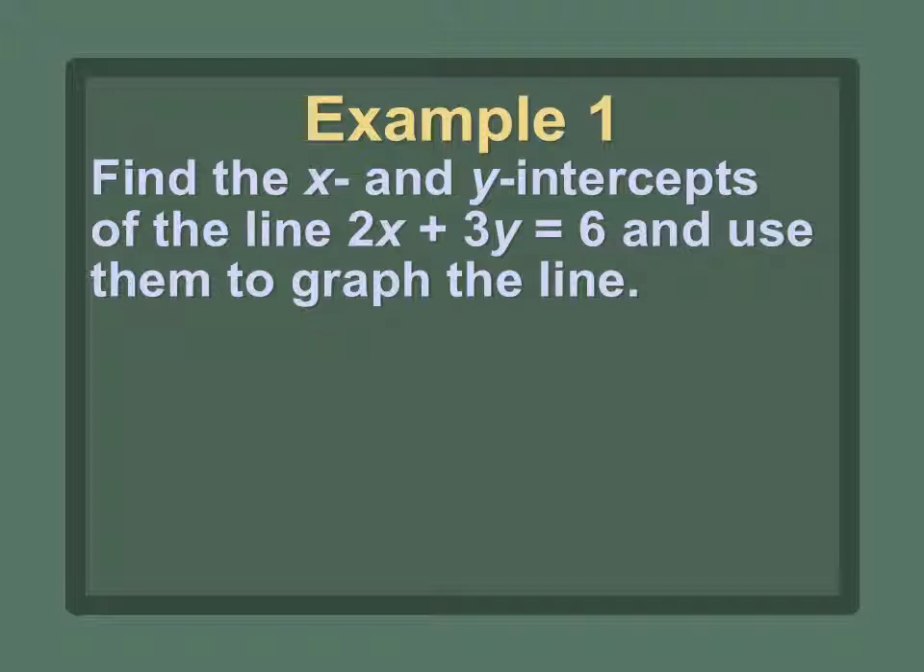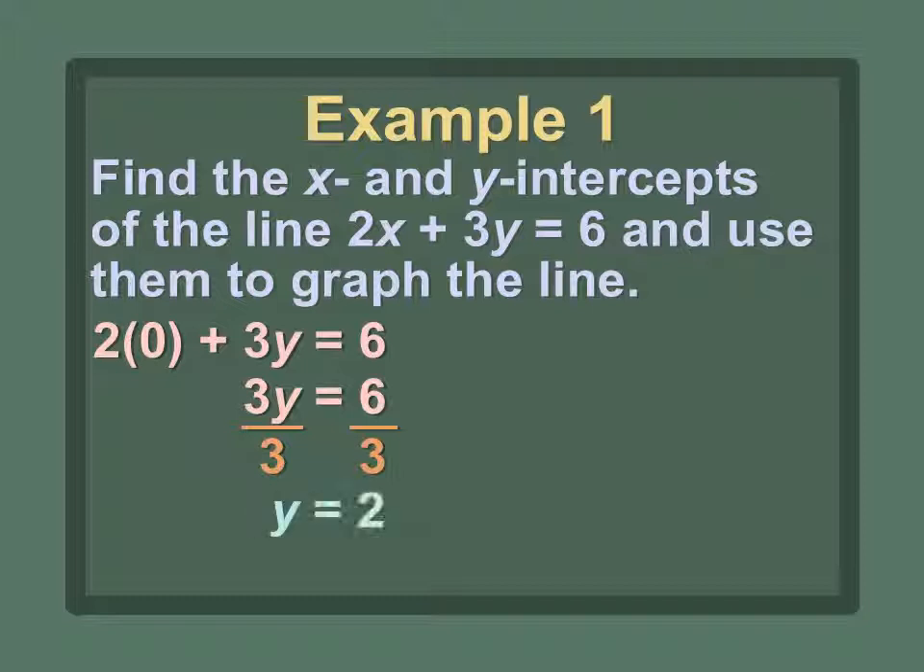So let's look at 2x plus 3y equals 6. The first thing I want to do is find my y-intercept. So I'm going to let x be 0. So I have 2 times 0 plus 3y equals 6. So I'm going to solve for y. Well, 2 times 0 is 0, so I get 3y equals 6, which means when I divide by 3, I get y equals 2. So now I have the ordered pair 0, 2.